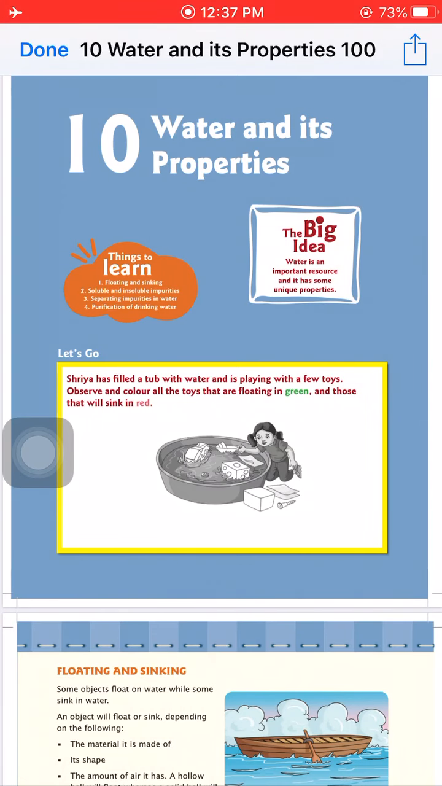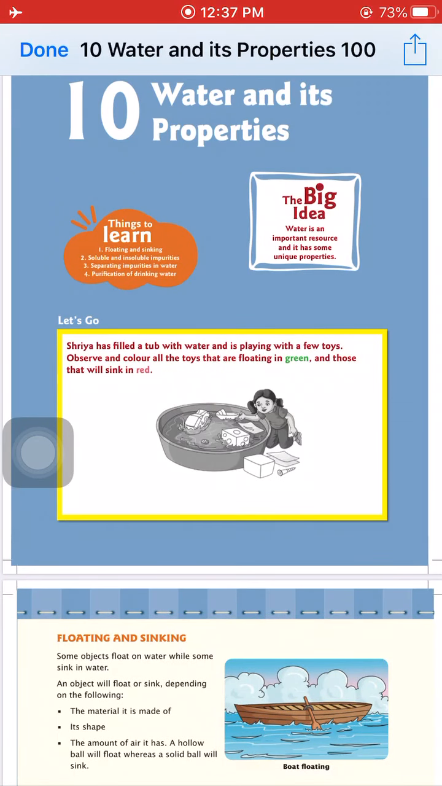Firstly, water is an important resource and it has some unique properties. Some unique properties means water having floating and sinking objects inside it. So in this chapter we learn what type of material sinks inside the water and what type of material floats on the surface of water.